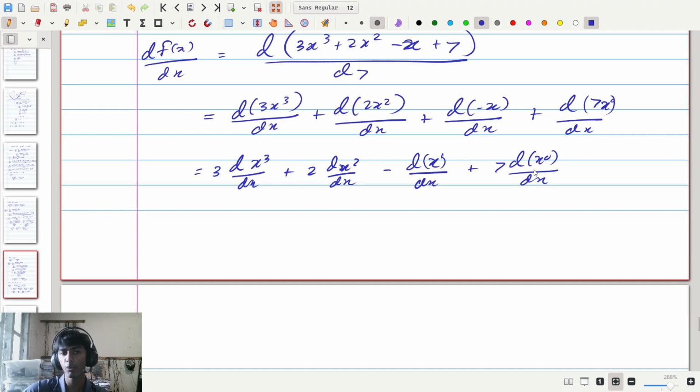Each of these we can evaluate here. The first one we have is x to the power of 3, whose derivative is 3 times x squared, so we have 3 x to the power of 3 minus 1, which is 2, plus the next one is 2 times the derivative of this thing.